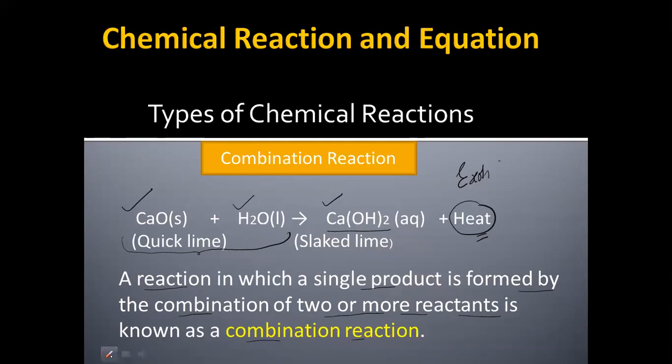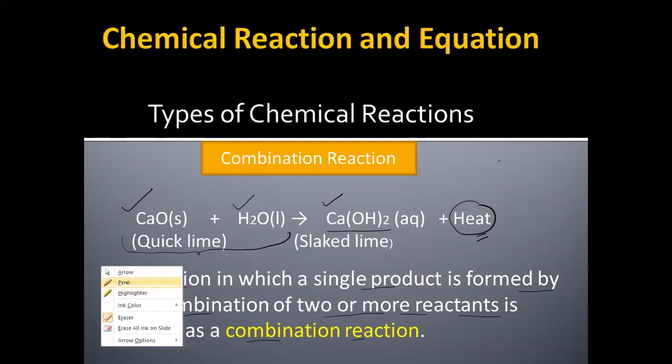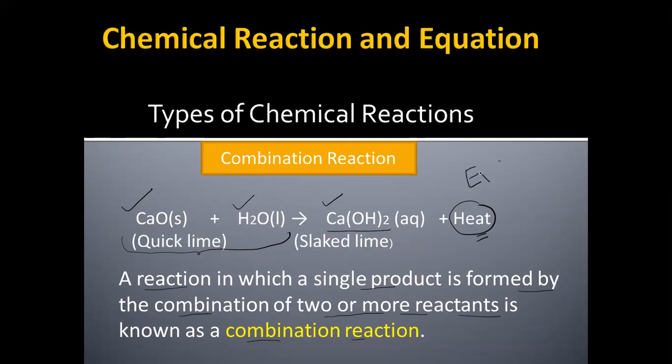Let me write it once again. I'm just using the eraser to erase this. Just a second. Right. So, exothermic reaction. Why exothermic? Exo represents outside, thermic means heat. Heat is coming out, heat is released. That type of reaction is known as an exothermic reaction. Just note down this point. Just remember this point. I hope the combination reaction is clear.